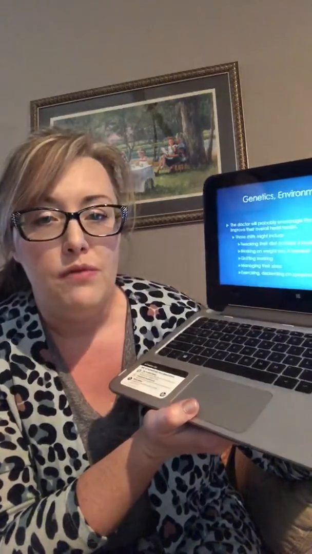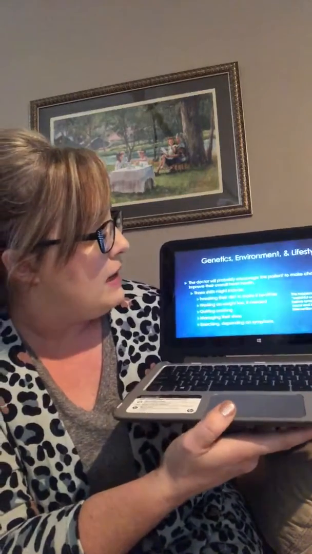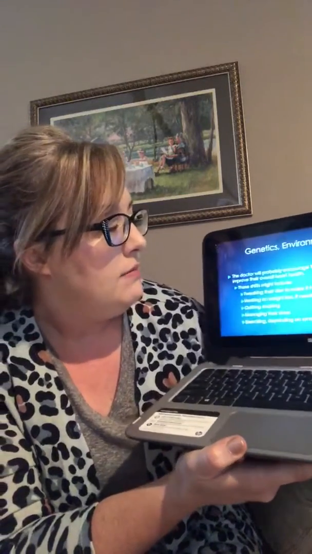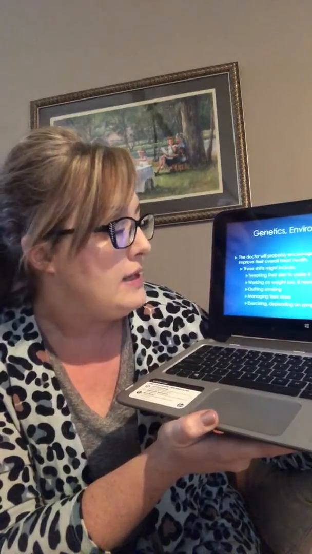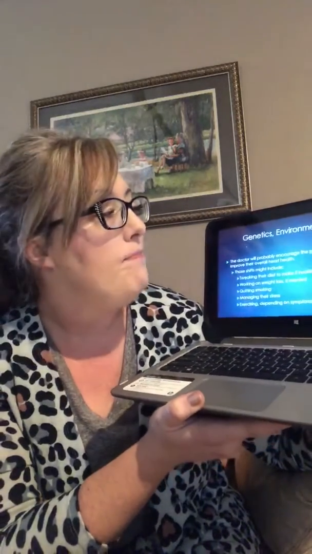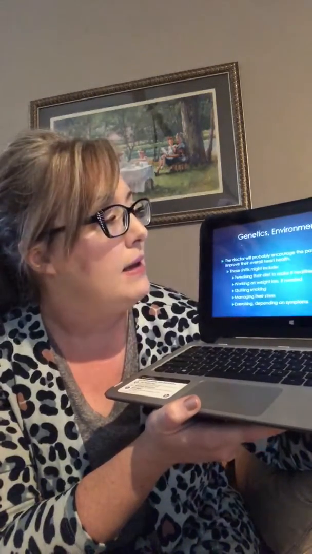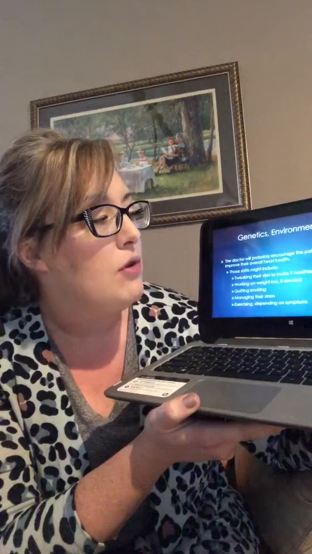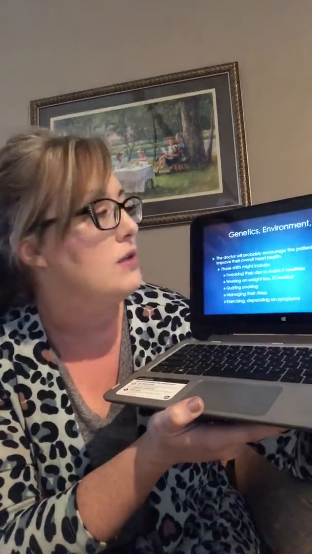make changes to improve their overall health. These shifts might include tweaking their diet to make it a healthier diet for them, working on weight loss if it's needed, quitting smoking, of course, managing their stress, and then exercising depending on the symptoms. Usually these suggestions happen during the watchful waiting period, before symptoms usually occur and before surgical intervention is called for.